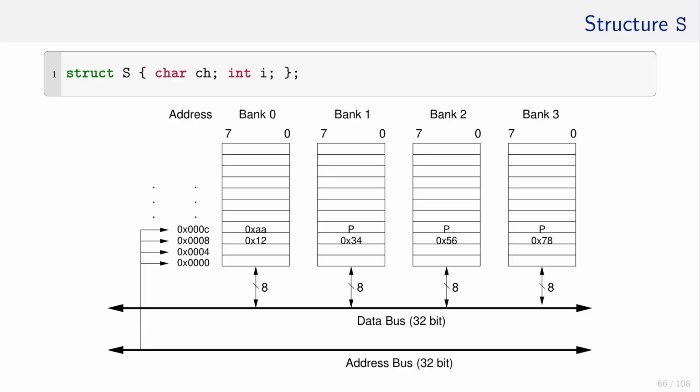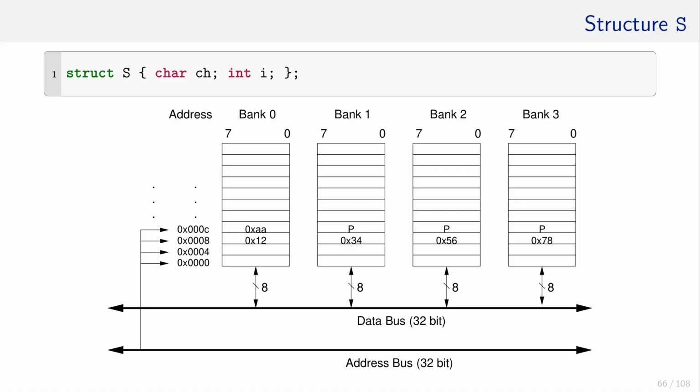The padded structure S is stored in the memory as shown in this diagram. Fields in the memory marked with P are padding fields. The structure is to be read in this example. As you can see, the character CH is set to AA, while the integer I equals 1, 2, 3, 4, 5, 6, 7, 8 in hexadecimal format.